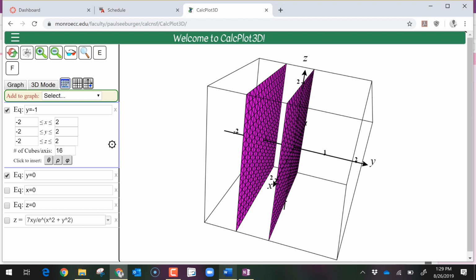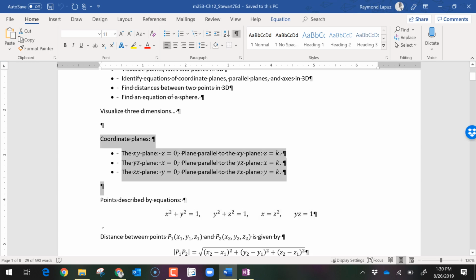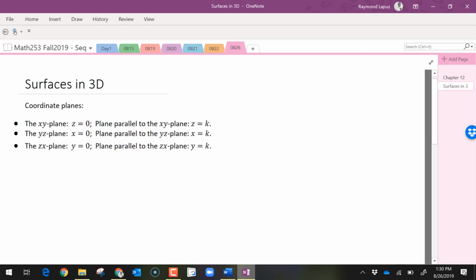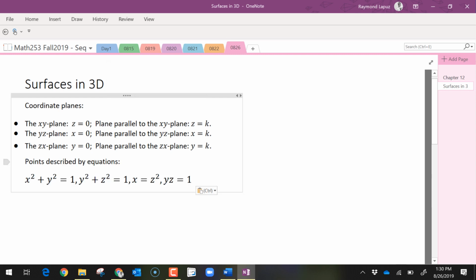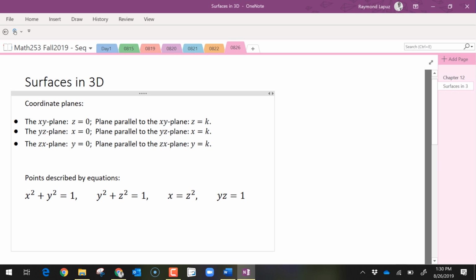So let's take a look at more of those types of relations between x, y, and z that have one variable missing. So here's a handful of equations to look at, and let's see if we can identify what these equations are or what these surfaces might look like. Let's take a look at the first one. The first one, as we know, is the circle, right?